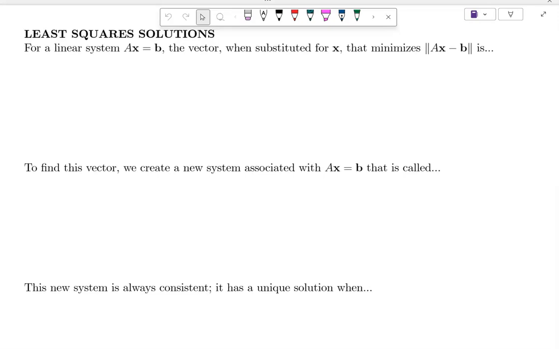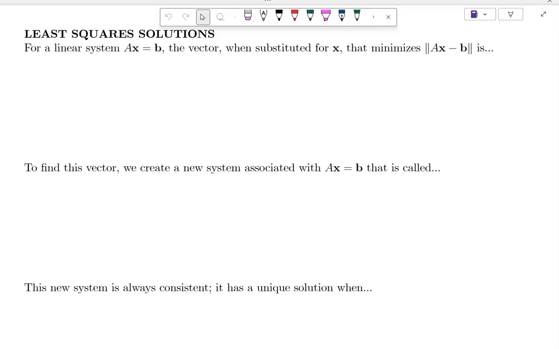We're trying to, quote unquote, solve an inconsistent linear system. That doesn't make any sense, right? Because we know an inconsistent system has no solutions. So we're trying to approximate as best we can a solution to this system. What we're trying to do is minimize the magnitude of Ax minus b, what we refer to as the error, as small as possible.